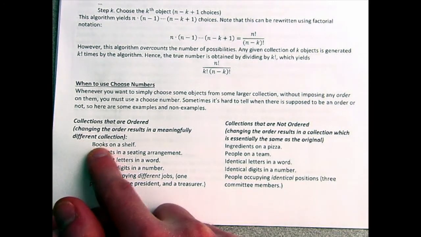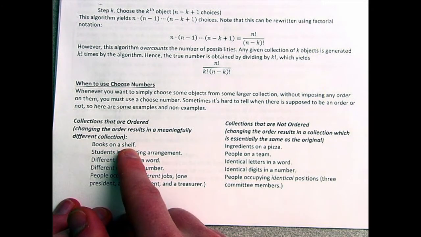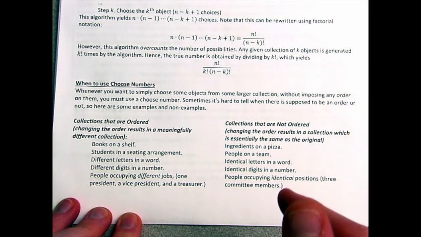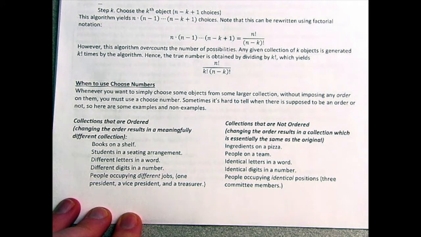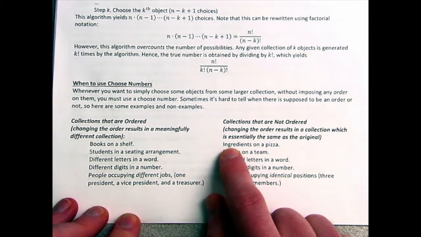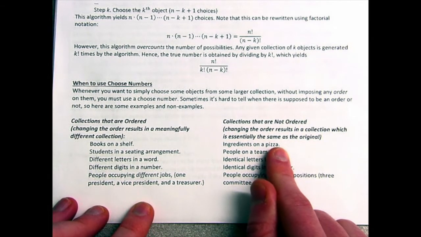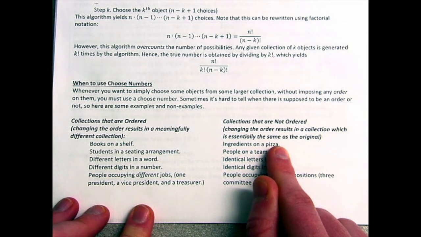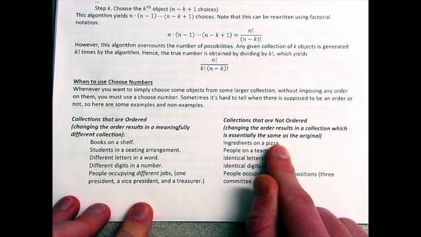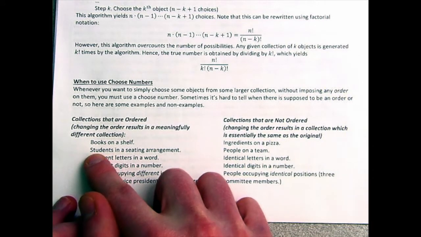So here are some examples. An ordered example would be books on a shelf. There's an order there. If you switch around the order of the books, that is a different configuration. If I walk into the library and if I rearrange all the books on the shelves, someone's going to notice, okay? So order matters in that situation. An example where order doesn't matter is ingredients on a pizza, right? If you say, I want pepperoni and anchovies, that's the same thing as saying I want anchovies and pepperoni, right? Order doesn't matter there.